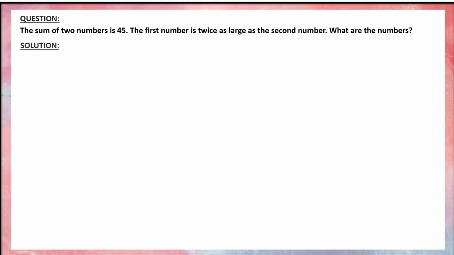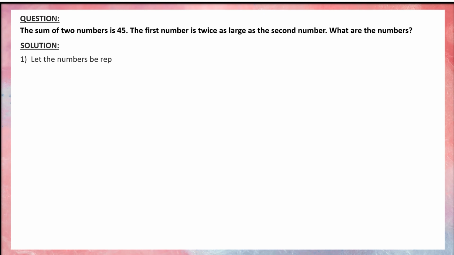Today we'll be looking at this word problem, and the question is: the sum of two numbers is 45. The first number is twice as large as the second number. What are the numbers? So we'll just simply solve it.